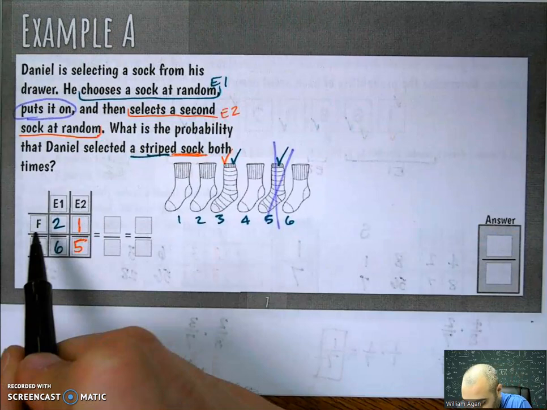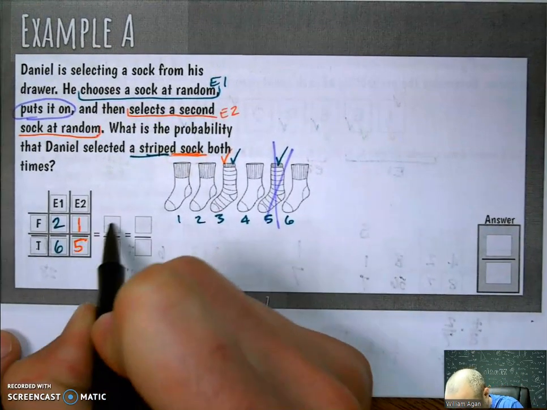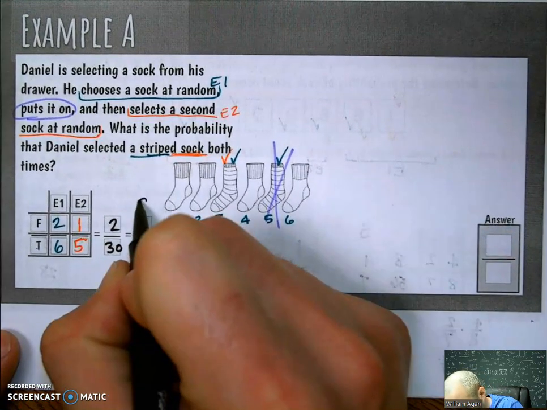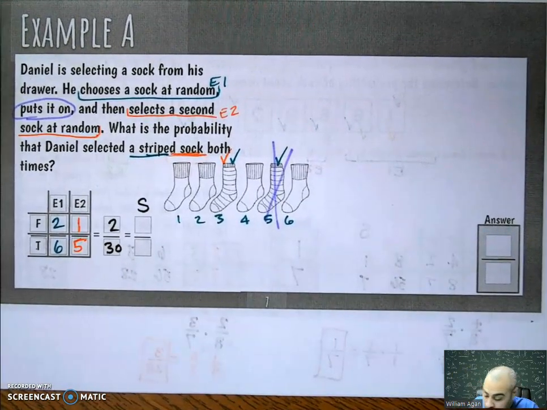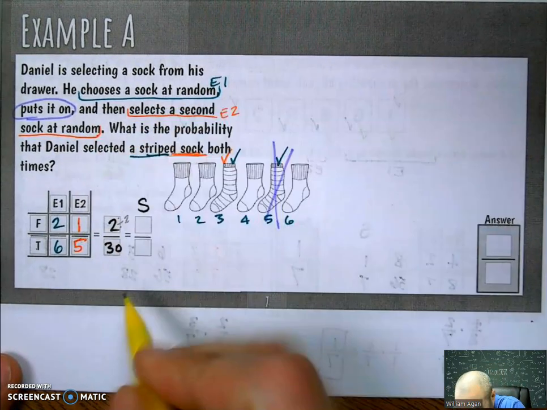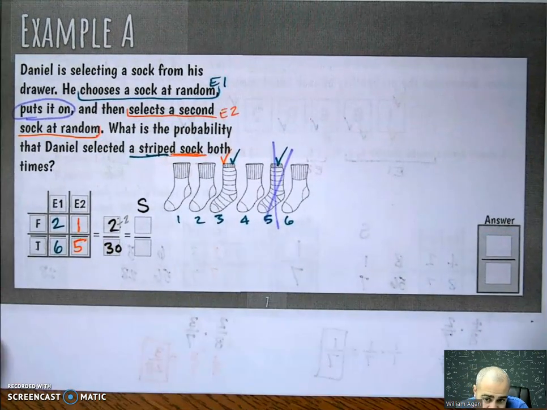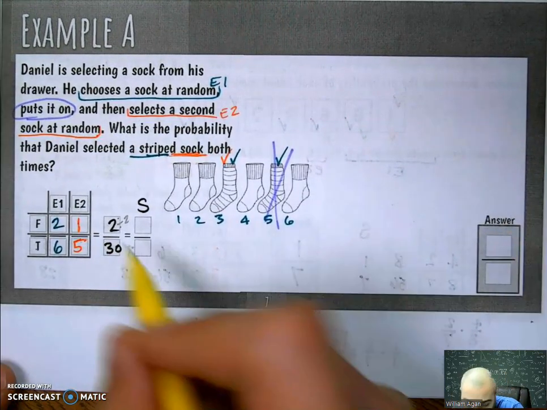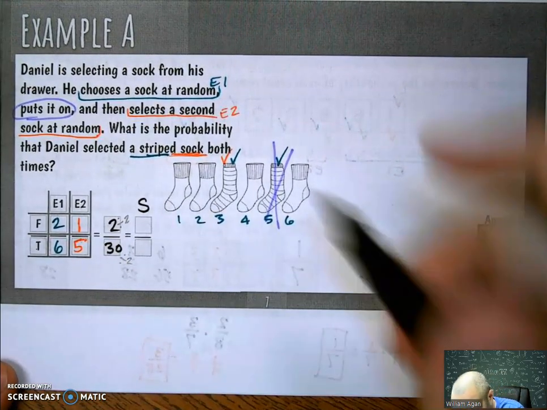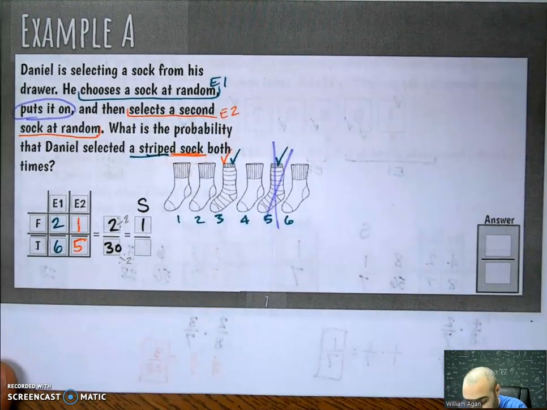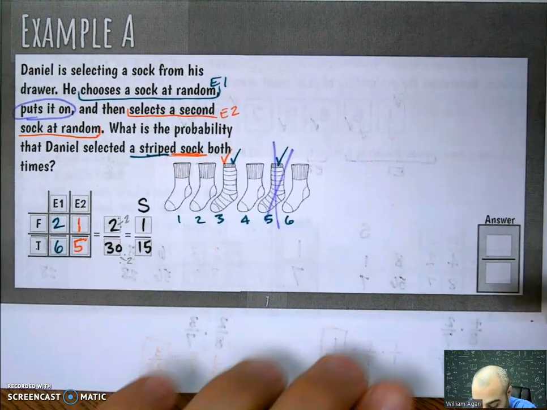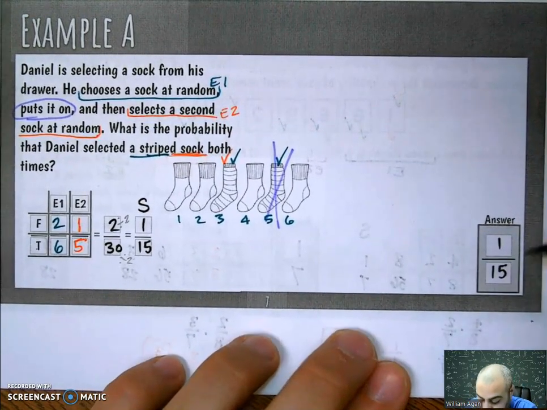Okay, I'm going to multiply straight across first. 2 times 1 is 2, and 6 times 5 is 30. Now I'm going to simplify. Those are both divisible by 2. And if you have 2 as your numerator, there's not much that you can do with it. Only thing you can do is divide by 2. Okay, 2 divided by 2 leaves us with 1, and 30 divided by 2 gives us 15. So my answer is 1/15.